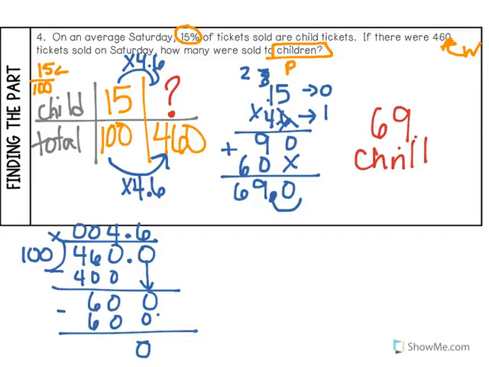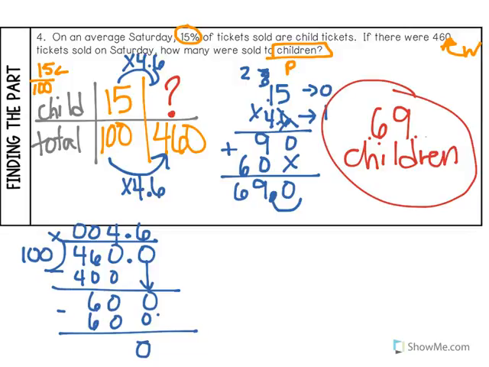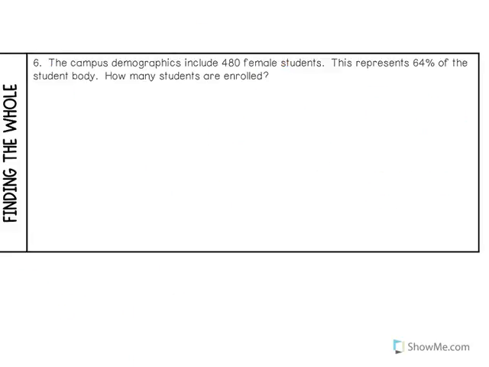I am totally misspelling children. Let me start over. Children. Okay. And let's try one more way. This time I'm going to give you the percent and the part, and we're going to look for the whole. Okay. Let's look at this problem. The campus demographics included 480 female students. This represents 64% of the student body. How many students are enrolled?